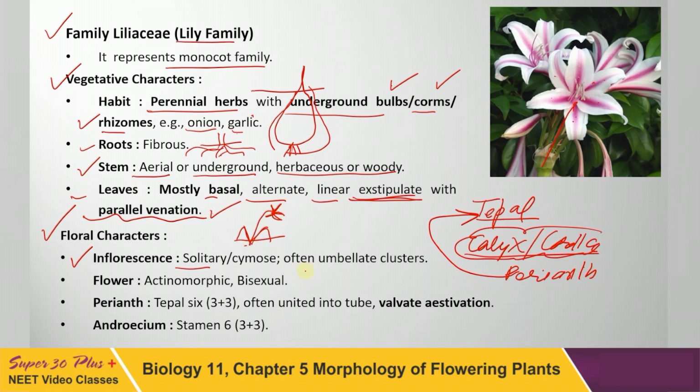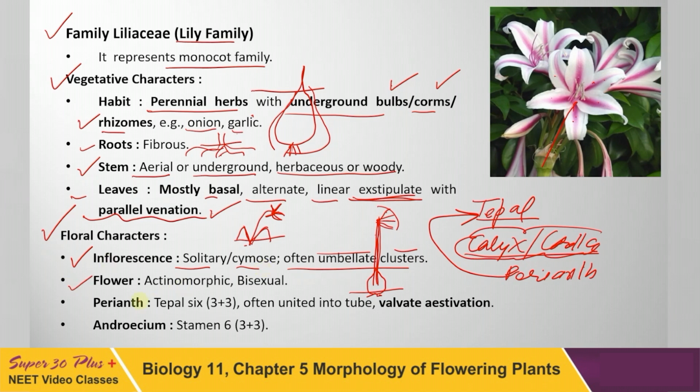But in the case of onion, the inflorescence is a little different. See, in onion the bulb is underground. At the time of reproduction, a scape-like, stalk-like structure comes out, on which the flowers are borne in an umbrella-like fashion, and that becomes an umbellate cluster. This is a cymose type of inflorescence.